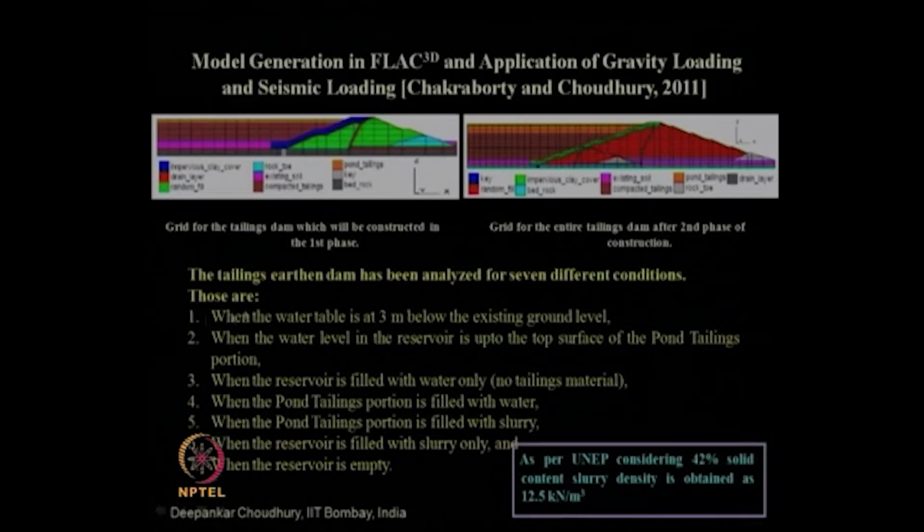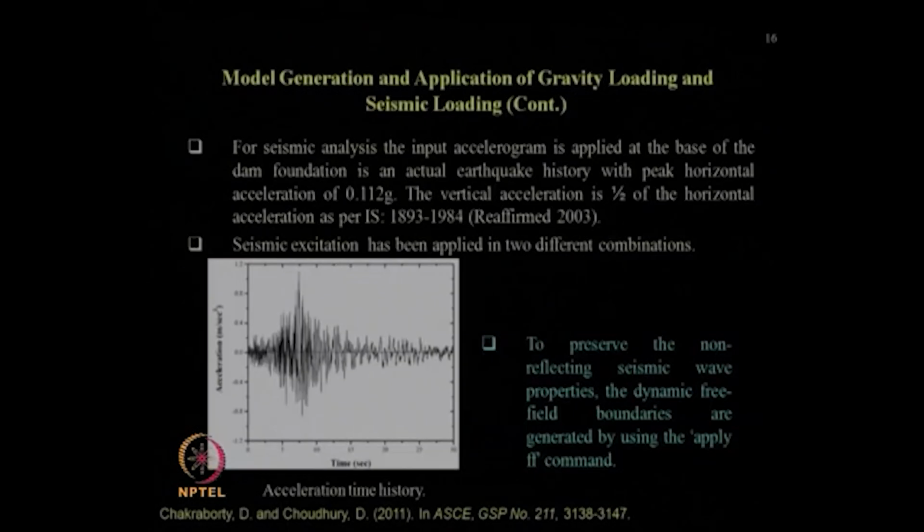So, for the stability criteria, we mentioned that we considered 7 different possible combinations which can arise for this tailing dam. These are all 7 different combinations. So, for each of them we have to ensure the stability, that is factor of safety should be greater than 1.15 or displacement should be within the permissible range.